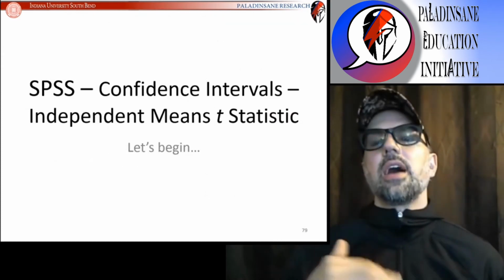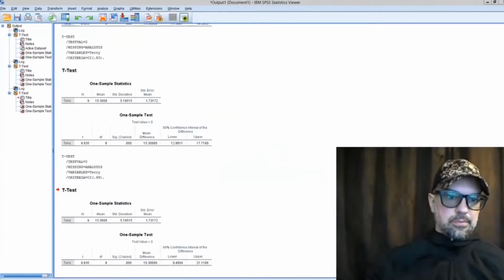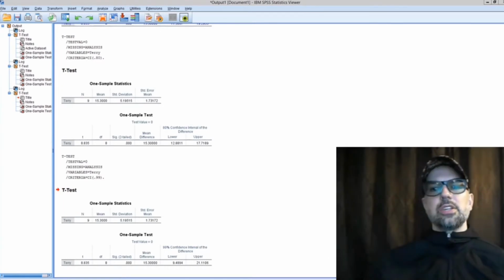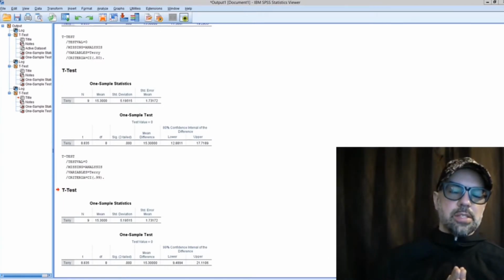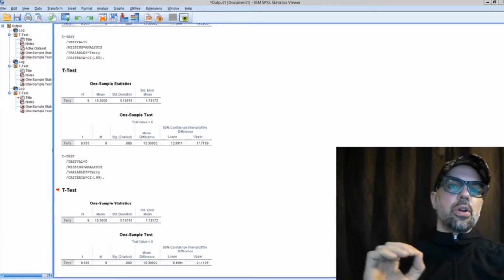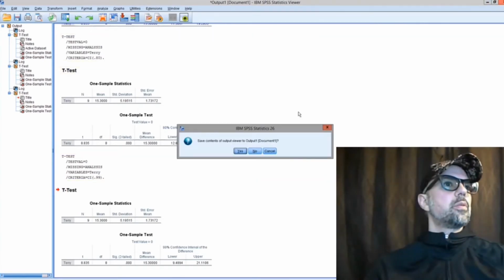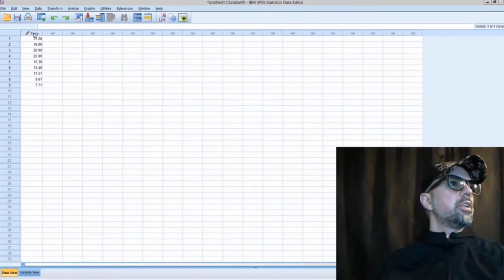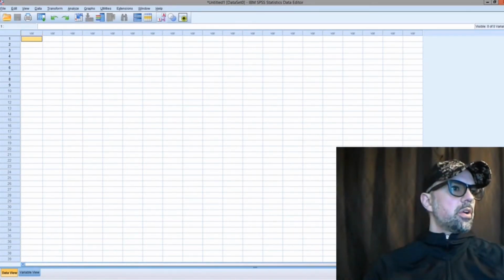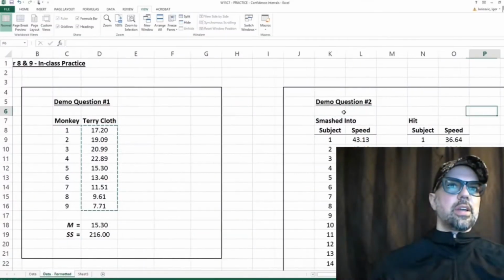So again, we're going to go through this pretty fast. The screenshots are available in the PowerPoint as well. But if you need to pause the video at this point, set up your SPSS editor. We're doing an independent means t-test, and I'm going to do that rather quickly right now. So the first thing I'm going to do is I'm just going to clear out all of my previous data, and then we're going to go back to our Excel sheet. And let me see, did I do that for this one?